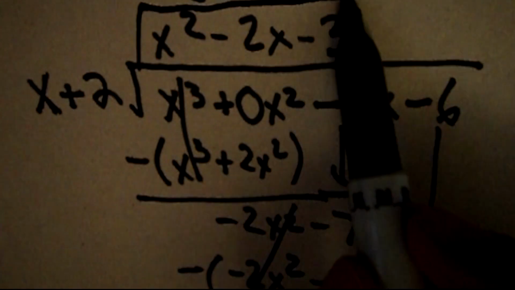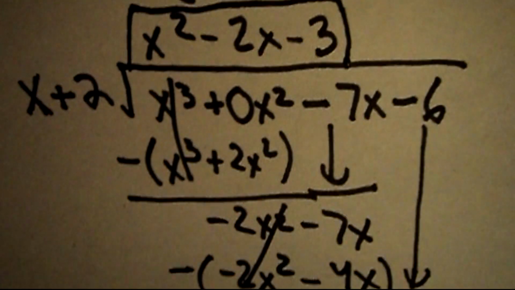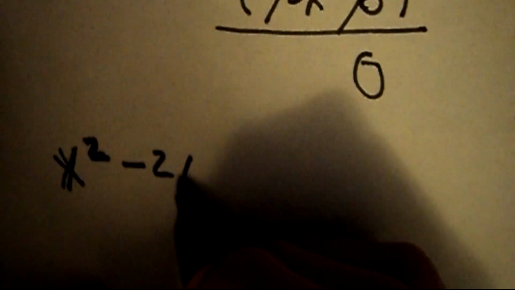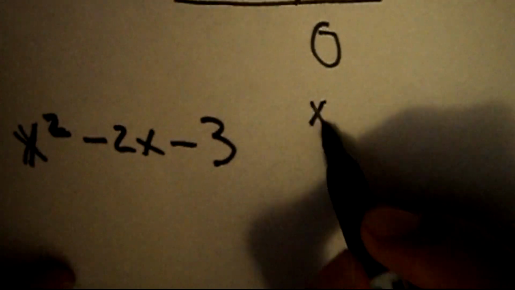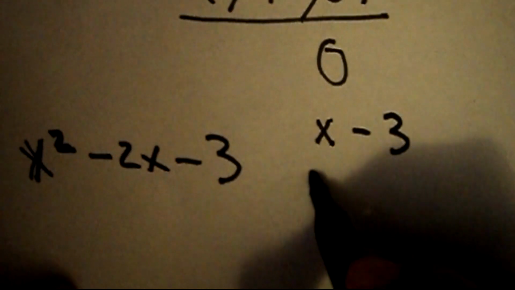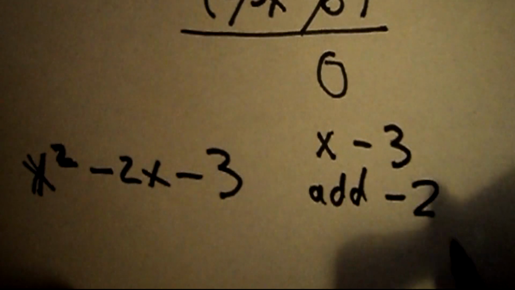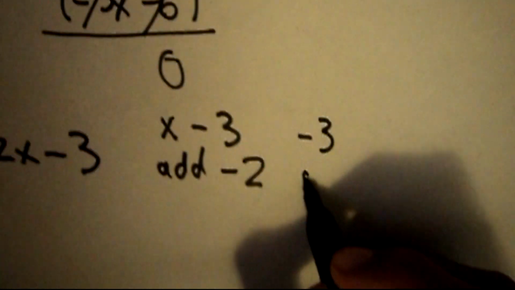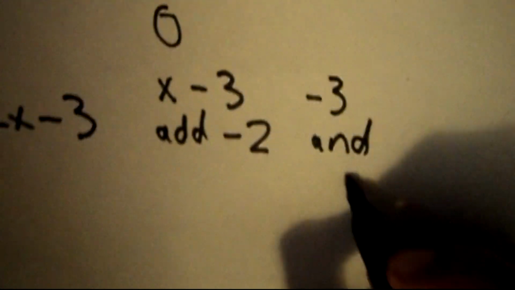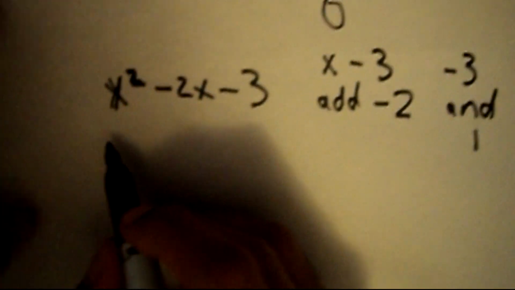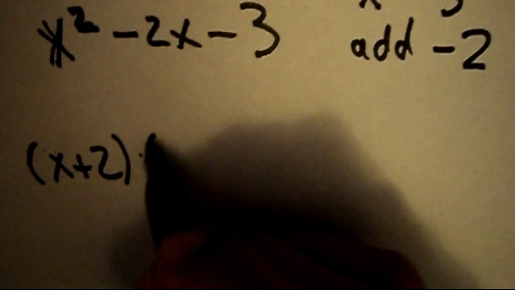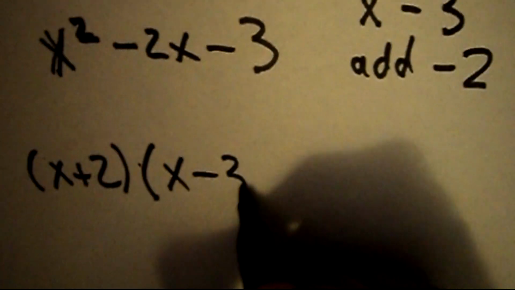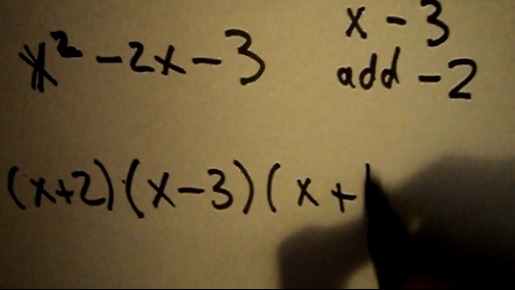We want to take this quotient and factor it. So we have x squared minus 2x minus 3. Now what we need is two numbers that multiply to negative 3, and when you add them you get negative 2. So that is negative 3 and 1. So we found out that our first factor was x plus 2, and now our second and third ones are x minus 3 and x plus 1.